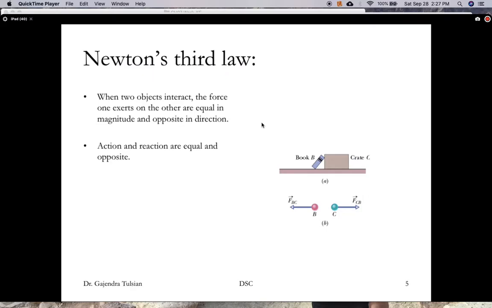Newton's third law says the following: whenever two objects interact, each exerts a force on the other, and the force exerted by one on the other is equal in magnitude and opposite in direction to the other force. So if this object exerts a force on the crate, which is given by that, the crate exerts an equal and opposite force on the book, in that direction. You often hear this as action and reaction are equal and opposite. The thing to notice is the two forces are acting on two different objects.